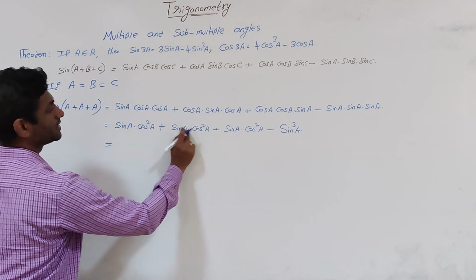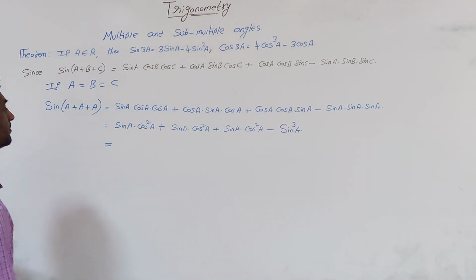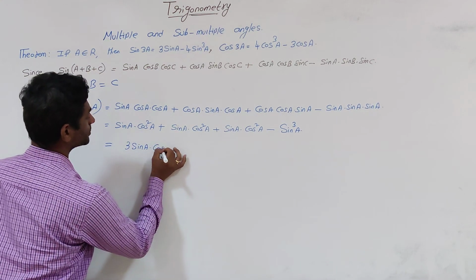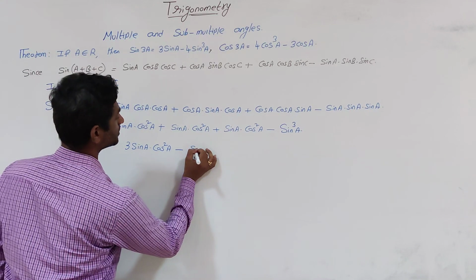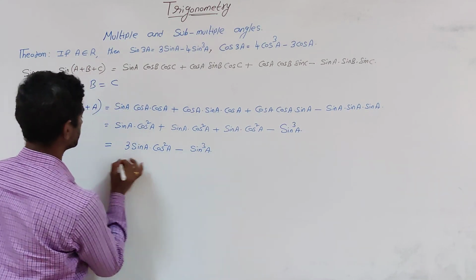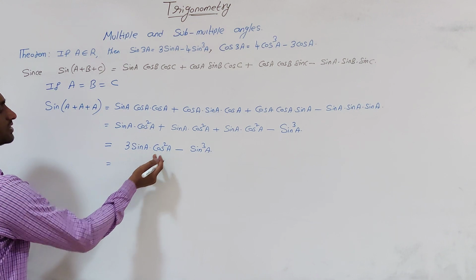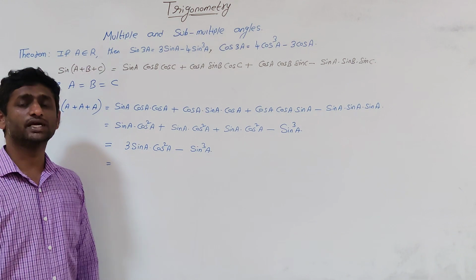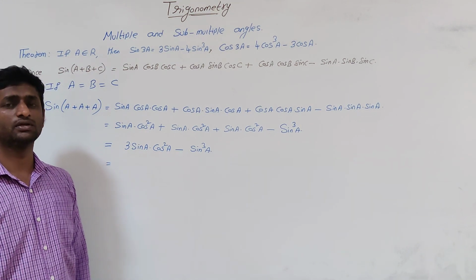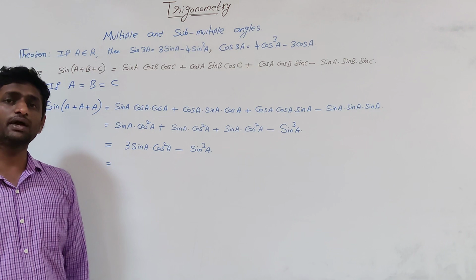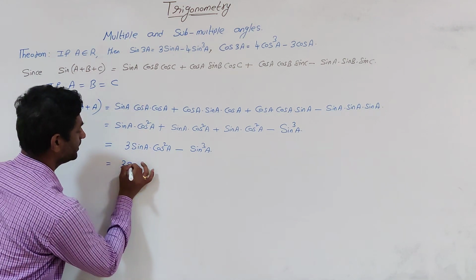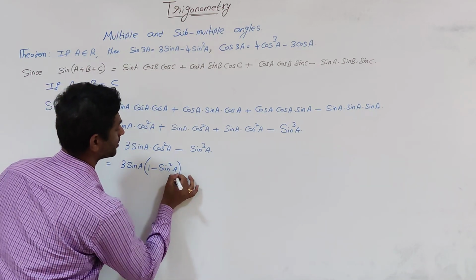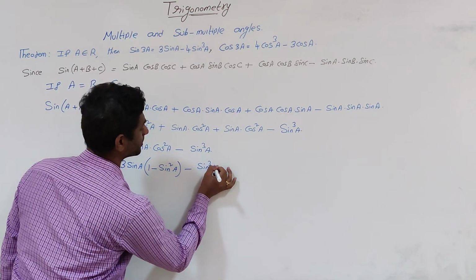So all these three terms are like terms which we can add up. So it will be 3 sin A into cos square A minus sin cube A. Now we can replace cos square A with 1 minus sin square A, as we know the identities. Sin square theta plus cos square theta is equal to 1. Similarly, cos square A can be written as 1 minus sin square A. 3 sin A times 1 minus sin square A minus sin cube A.